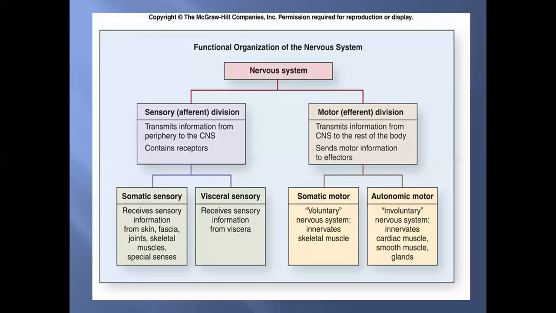Somatic sensory receives sensory information from skin, fascia, joints, skeletal muscles and spatial senses, while visceral sensory receives sensory information from the viscera. The motor division divides into somatic motor and autonomic motor. Somatic motor is voluntary and innervates the skeletal muscles, while autonomic is involuntary and innervates the cardiac muscles, smooth muscles and glands. So this was the functional organization of the nervous system.